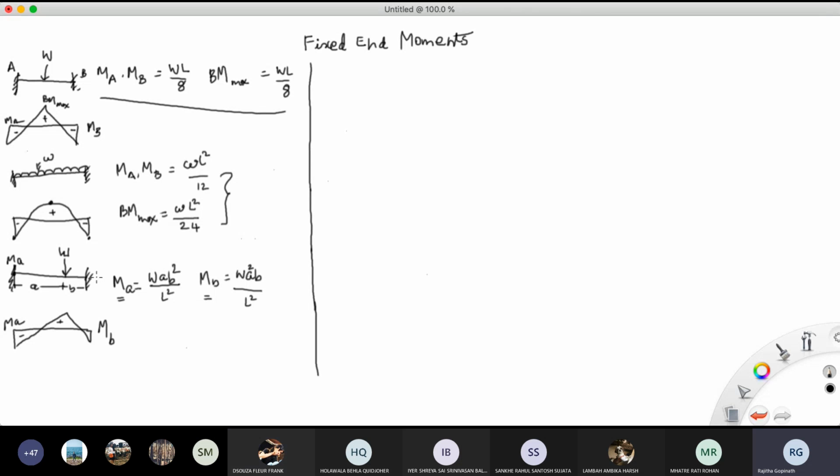So that was that. What we will do now is straight away do an example, so that we will learn which formula to put where. Let's do a simple one.